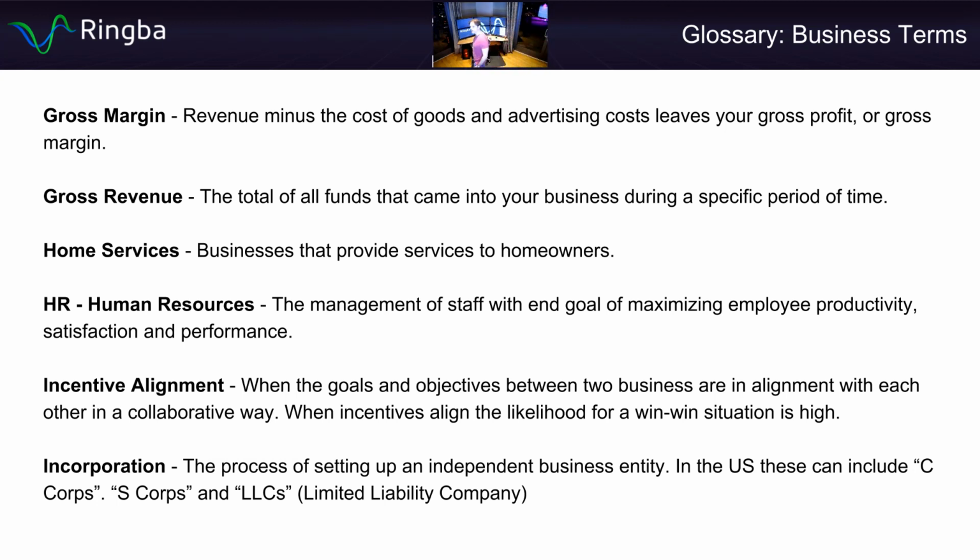So for the most part, your leaders and people in your HR department should be maximizing employee productivity and maximizing employee satisfaction, which leads to incredibly good employee performance. Incentive alignment. This is when the goals and objectives between two businesses are in alignment with each other in a collaborative way. When incentives align, the likelihood for a win-win situation is high.